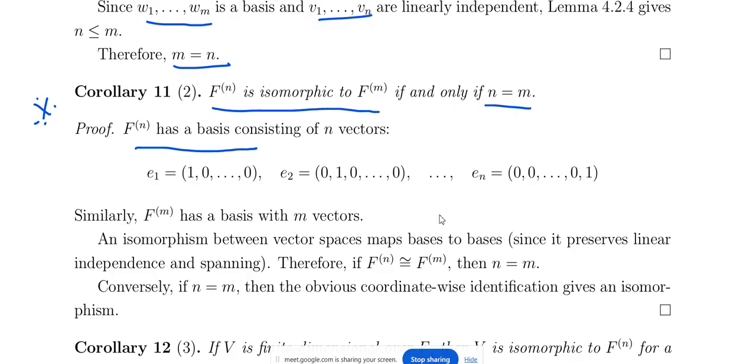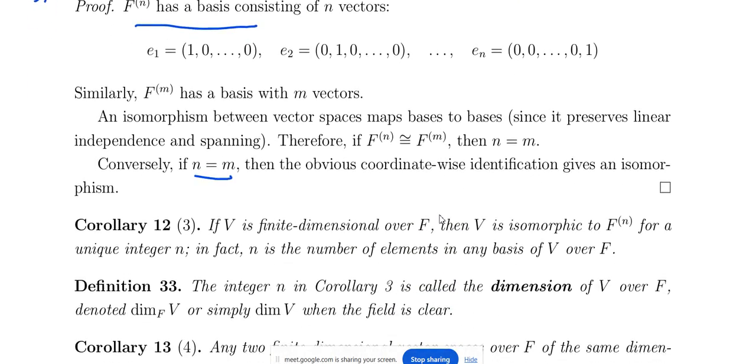An isomorphism between vector spaces maps a basis to a basis. That means it preserves linear independence and spanning. So if F^n is isomorphic to F^m, the two bases have the same number of elements, that is, n equals m. Conversely, if n equals m, then obviously coordinate-based identification gives an isomorphism, so F^n is isomorphic to F^m.